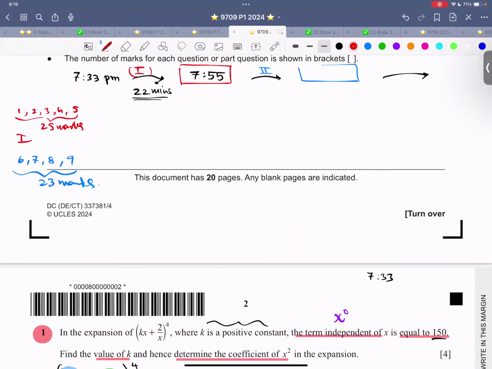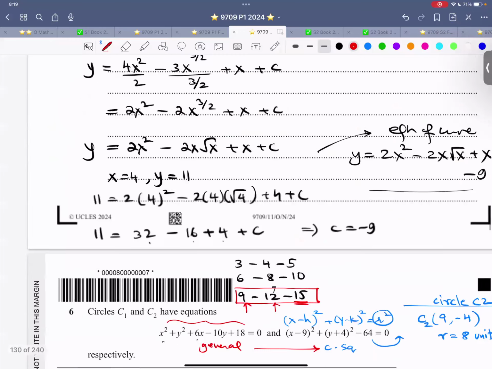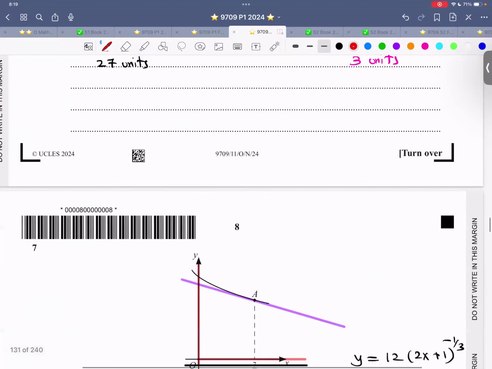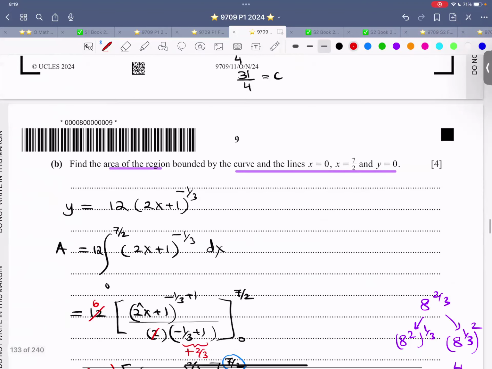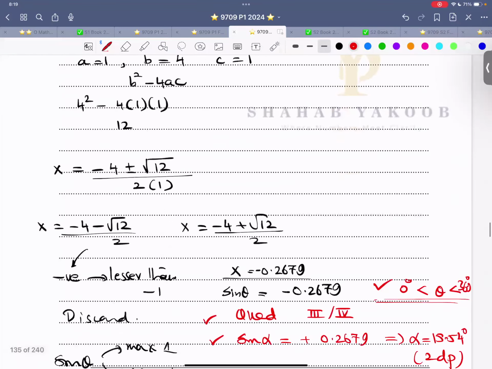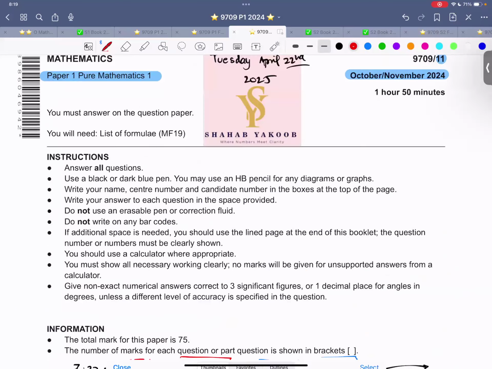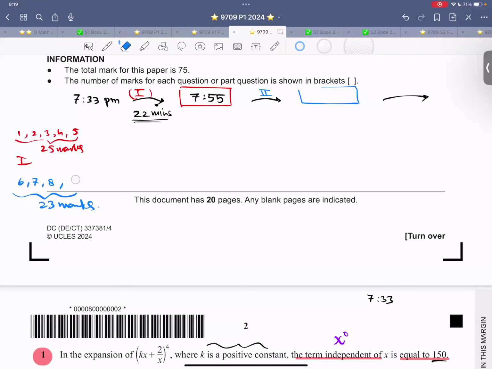So 9 is also there. My bad. 6, 7, 8, 9. Are you sure? Let me just double check. 6 is 4 and 3 is 7. 7 plus 4 is 11. 11 plus 4 is 15. 15 plus 3 is 18. 18 plus 5 is 23. No, 6, 7, 8 we focused on. So let me make the correction over here. This is 6, 7, 8, 23 marks. So we started at 7:55 and now it's 8:19. So that is 24 minutes, that's a good time.